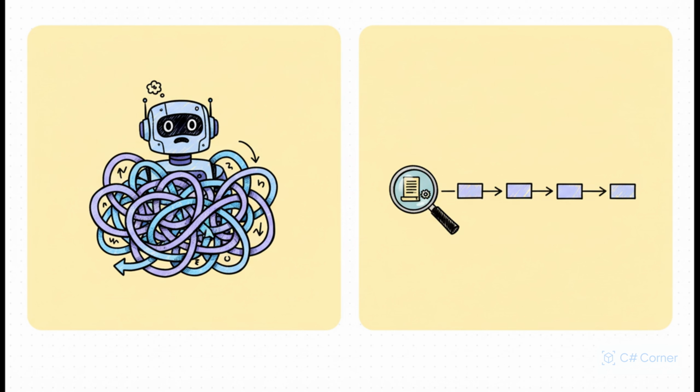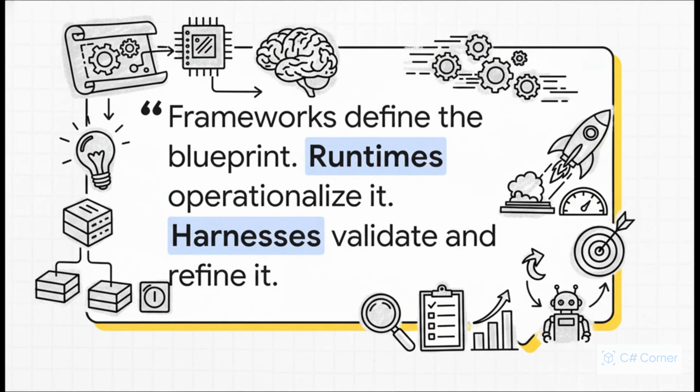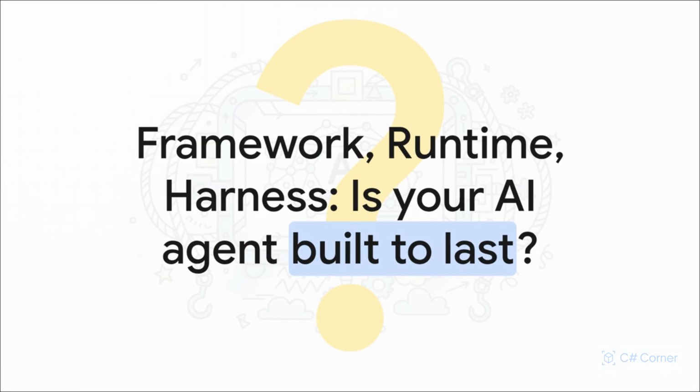No more guesswork. Look, if you take only one thing away from this whole explainer, let it be this. It perfectly captures the entire architecture. Frameworks design the agent. Runtimes run the agent. And harnesses prove the agent actually works. So as you start your next AI project, ask yourself this. Are you just building a cool demo, or are you engineering a system that's built to last? By separating these 3 concerns, you're not just building an agent. You're building a reliable, scalable, and trustworthy AI system.